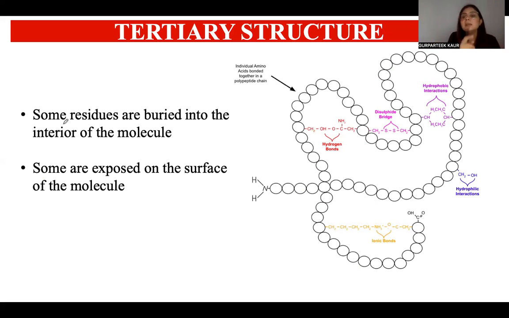So that is why the composition of the amino acids in the peptide chain is important, because due to their hydrophilic and hydrophobic characteristics and the kind of molecules or atoms like sulfur or oxygen they have inside them, that is going to govern what amino acids are going to contribute towards the interior of the structure and what amino acids are going to contribute towards the outside of the structure.